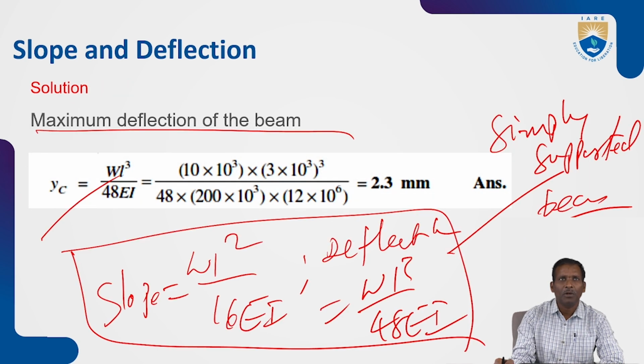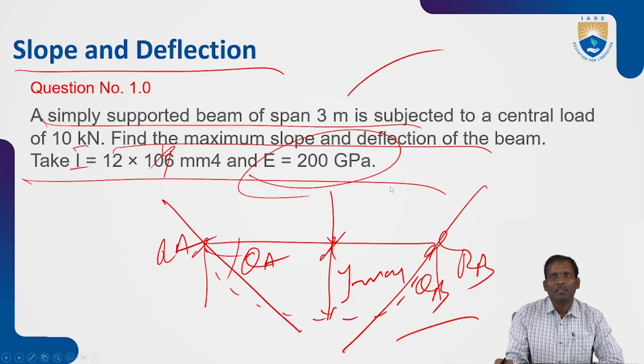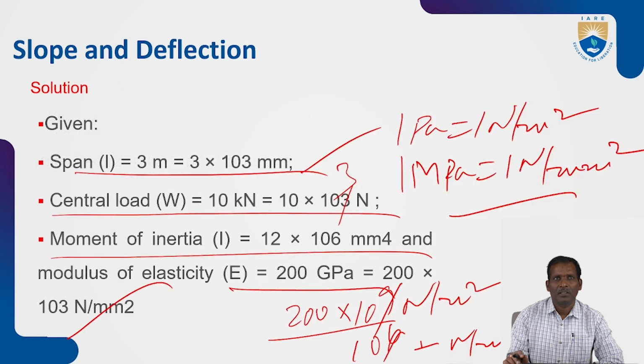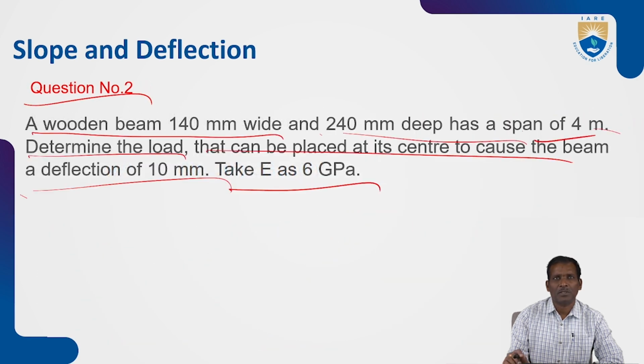In the previous problem, in question number 1, he asked to find the maximum slope and deflection, so you had to apply the formula. This second problem is somewhat different from the first. The wooden beam sizes are given and the load is asked. Which load? The load that can be placed at its center to cause a deflection of 10 mm.